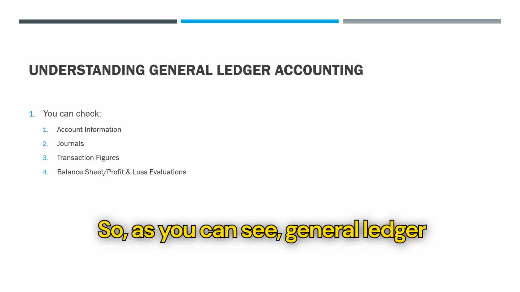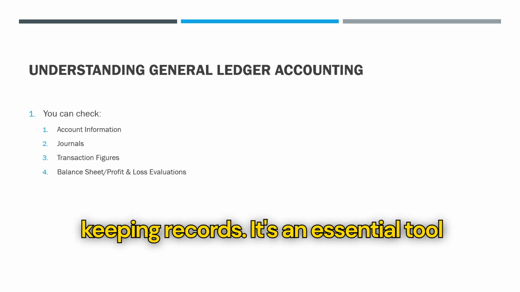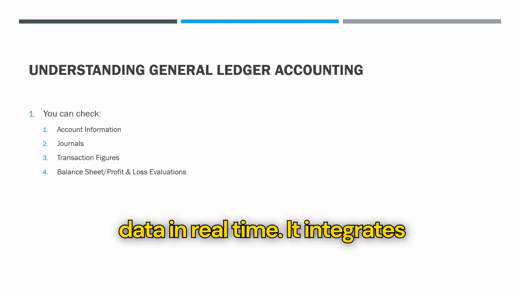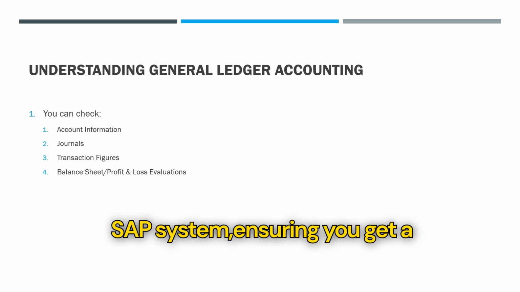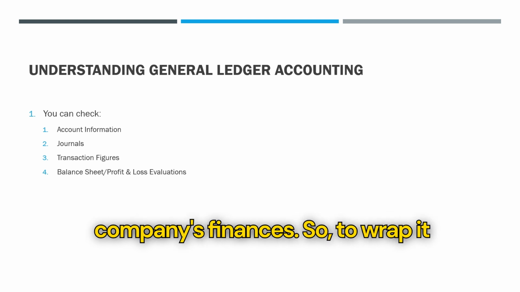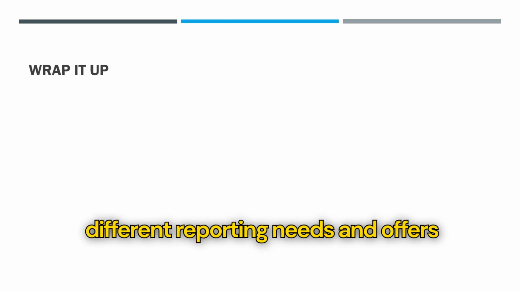So, as you can see, general ledger accounting in SAP is not just about keeping records. It's an essential tool for managing and analyzing your financial data in real time. It integrates seamlessly with other components in the SAP system, ensuring you get a complete and accurate view of your company's finances. So, to wrap it up, general ledger accounting doesn't just help you meet the legal requirements. It also integrates different reporting needs and offers advanced functionalities for cost management and segment tracking.